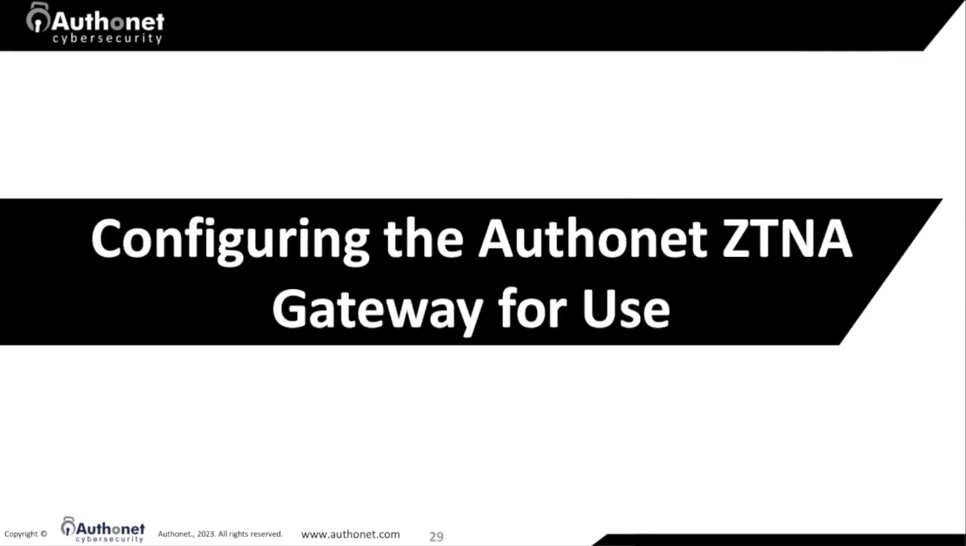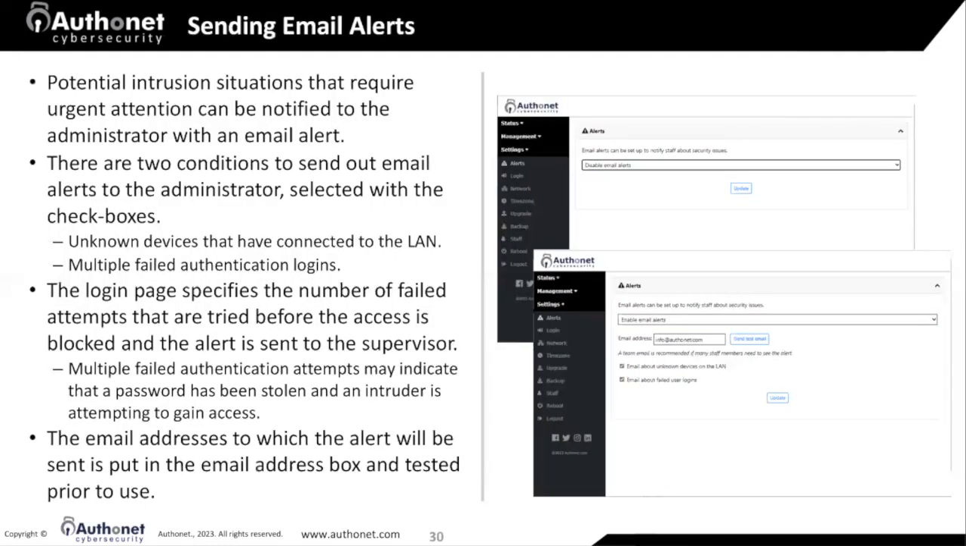Let's go through the configuration steps for the Authonet Zero Trust Network access. First of all, we want to configure the email alerts. This is a drop-down menu where initially the alerts are disabled, but we want to enable those. We're going to add the email address that we're going to send the alerts to, and then we're going to choose what type of alert.